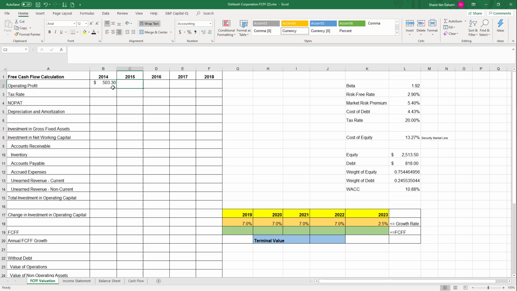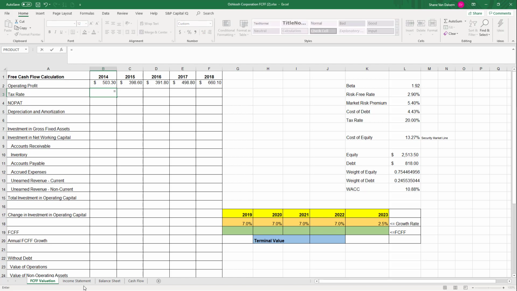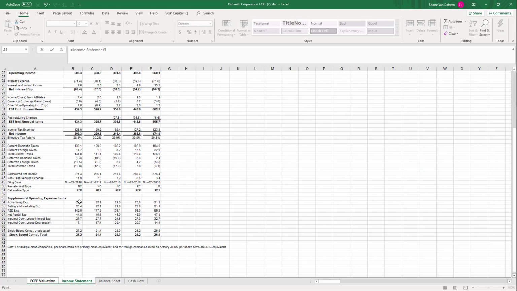Just pull that across. And what we're doing, again, just like with Coca-Cola, we're valuing Oshkosh Corporation at the end of 2018. The tax rate, again, I'm going to go to the income statement. Down at the bottom, it's going to have the tax rate. Effective tax rate's right here.